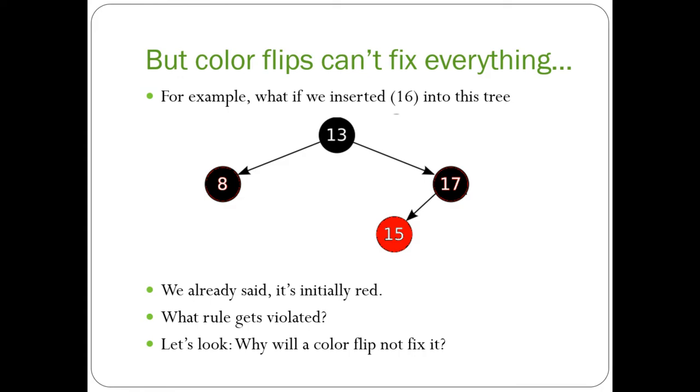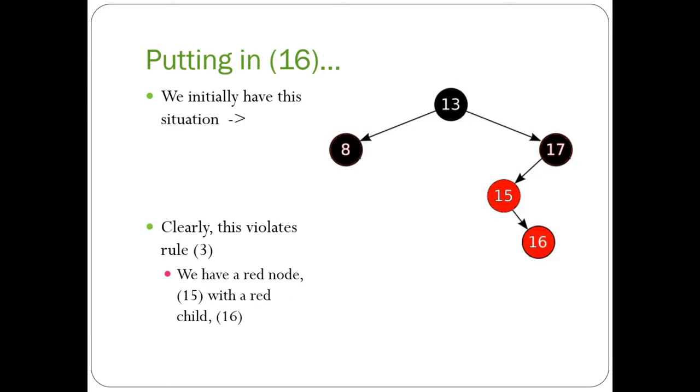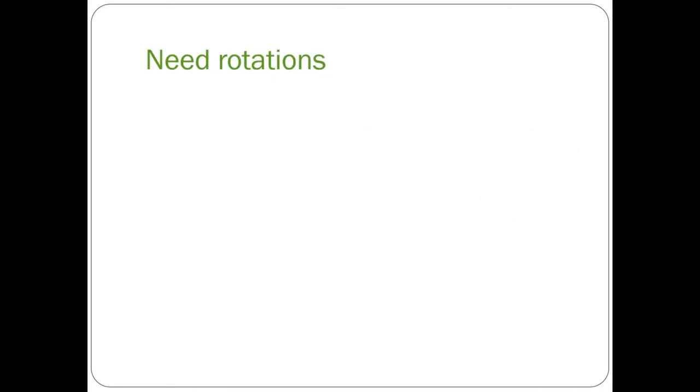For example, what if we insert 16 into this tree? We already said it's initially red. What rules get violated? Let's look at why a color flip will not fix it. So we initially have this situation, right? Clearly, this violates rule number three. We have a red node and a red child, and that is a big no-no in this red black tree. So how do we fix it?